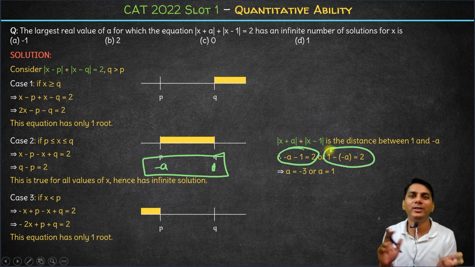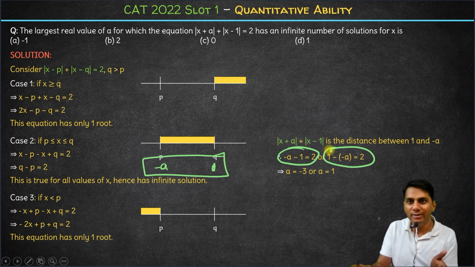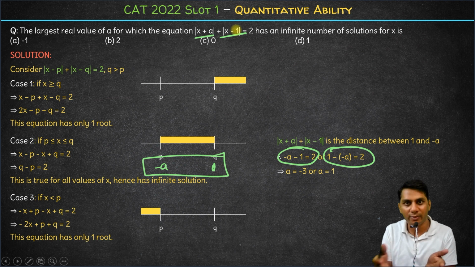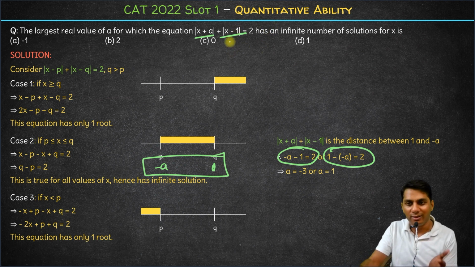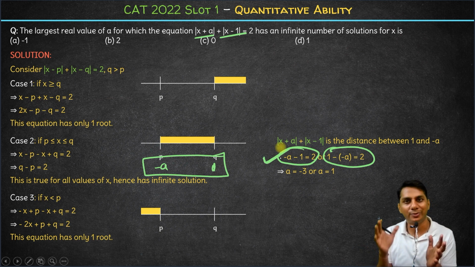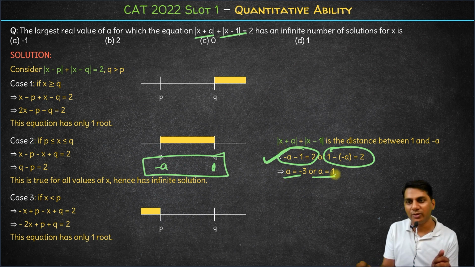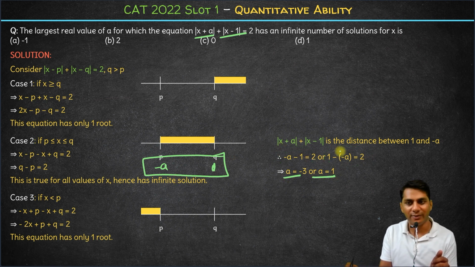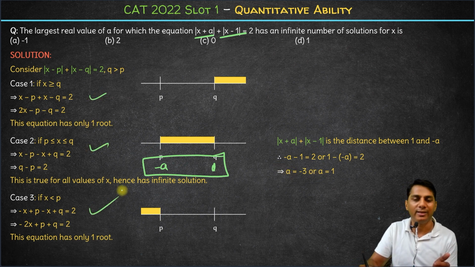The distance between these two critical points should be 2, and if x is between these two critical points, the sum of the distance of x from both these points will be 2. Right? So what we need to do here is basically calculate the distance between 1 and minus a, which are the two critical points here. So you'll get two different values of a, which is minus 3 and plus 1. So this is how also you can understand the same three cases.